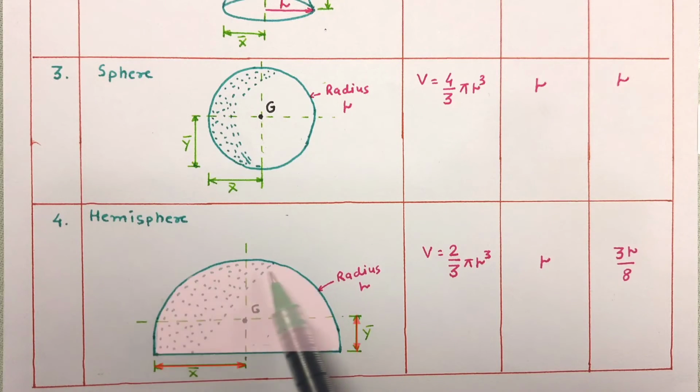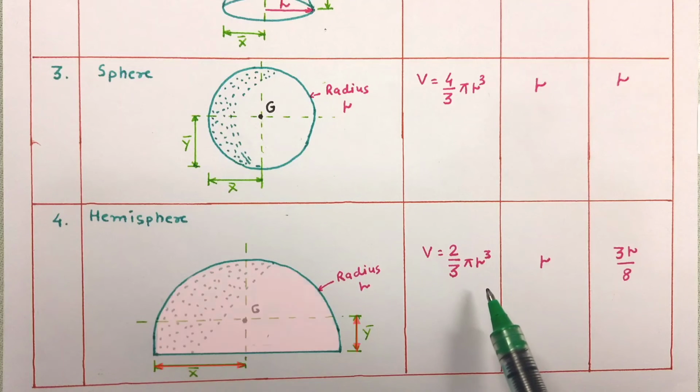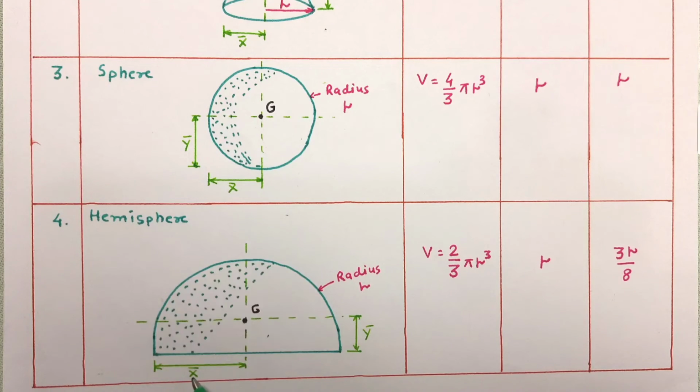And the total volume of hemisphere, that is half of sphere, so it will be 2 by 3 pi r cube. X bar is r and y bar, that is 3r by 8. So these are some standard shape and volume we have seen. We have also seen how to determine the position of centroid, means x bar and y bar. So you have to remember all this area, volume, length and centroidal distance.